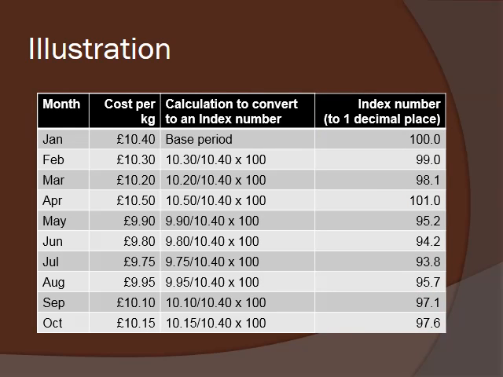Once we've done our calculations, we've got our index numbers. So January, that's the base period, it's going to have an index number of 100. All of the other values will be showing the relative size of that month's value in terms of the base period. Typically with index numbers we work to one decimal place, although that can vary as well.